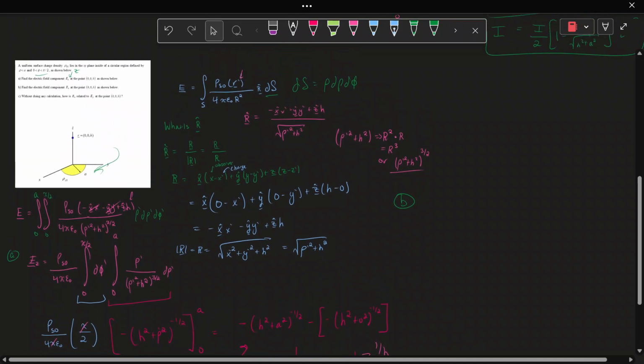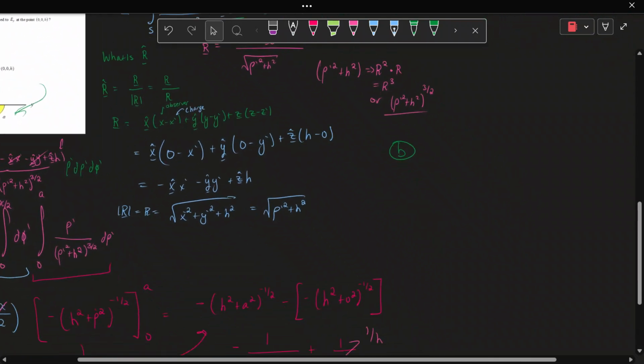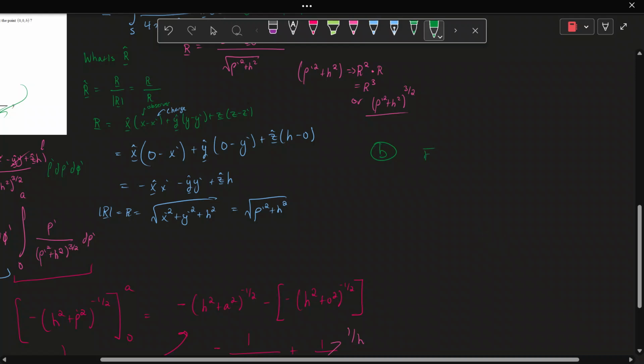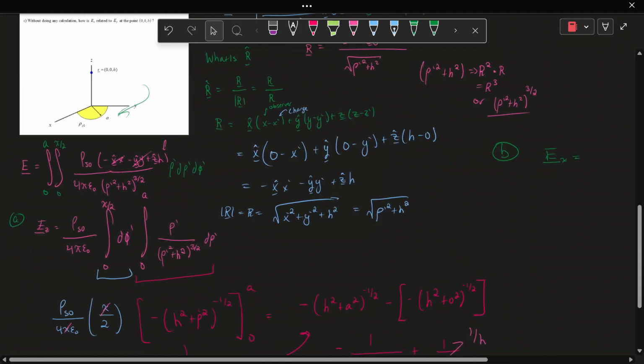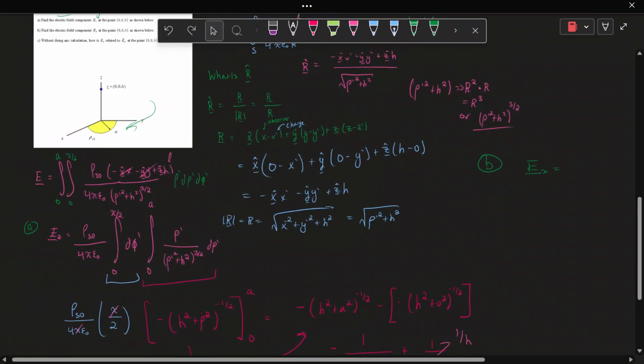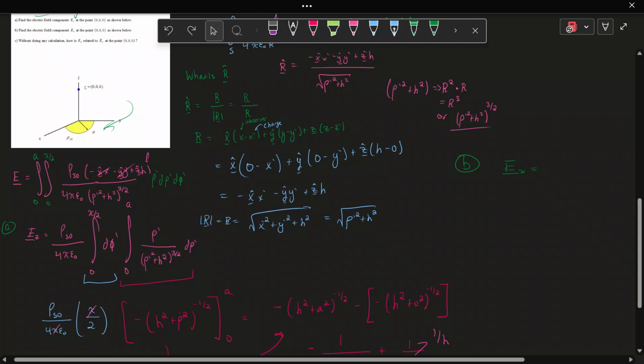Part B now. Now we're looking for, I believe, the x component. So now we're going to do the same thing. We actually have done a lot of the hard work already. But now we are just going to take this large electric field, with all of the components, and shrink it down to only the x component.